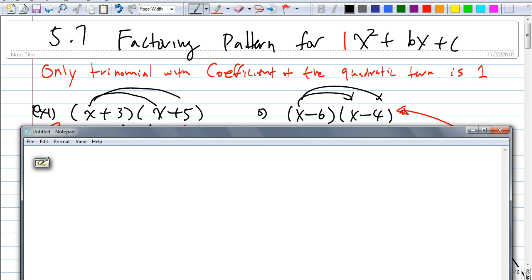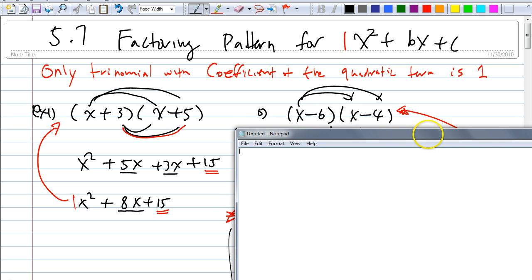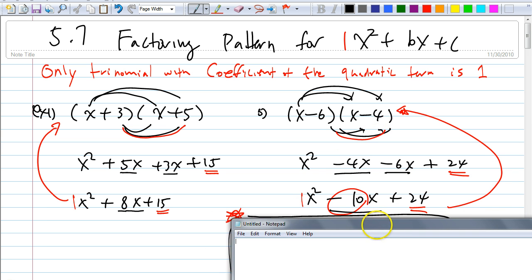What did you get for the first one? Yes, Paul? X squared plus 8x plus 15? Plus 15? That's what I got too. What about the b? Didn't you get this? You get x times x, you get x squared. X times 5, you get 5x. 3 times x, you get 3x. 3 times 5, you get 15. Right? What about the next one? Yes, Ryan, what did you get? I got x squared minus 10x plus 24. That's what I got too. Okay, x squared minus 10x plus 24.